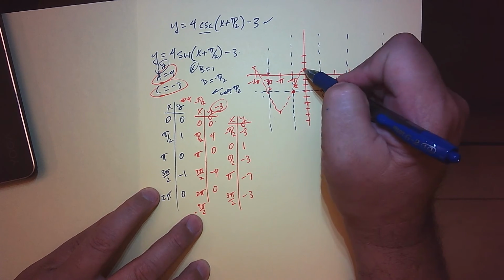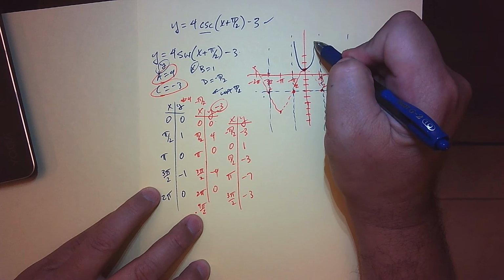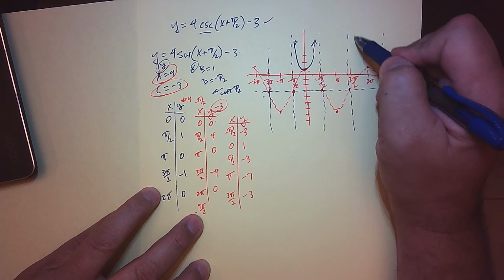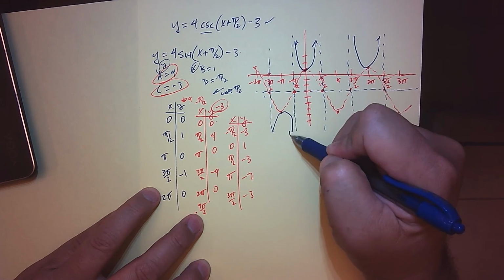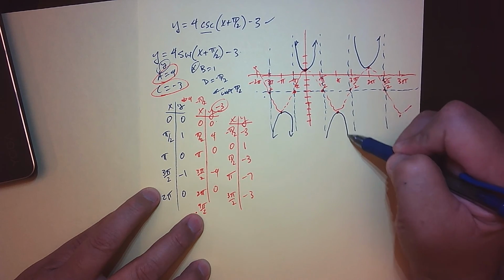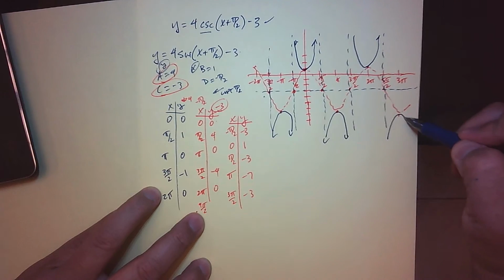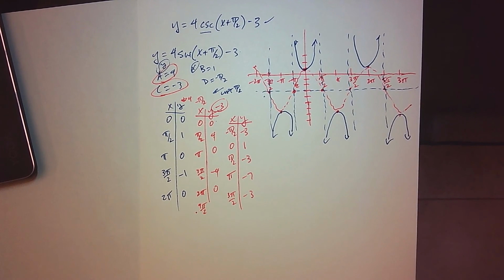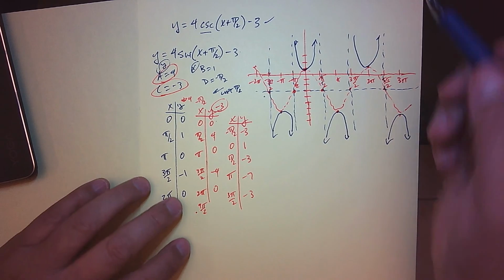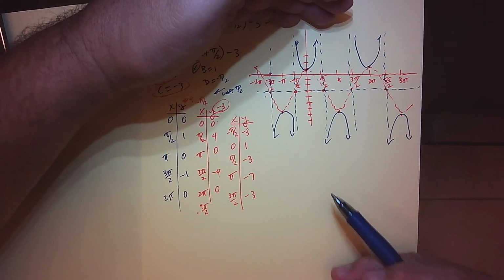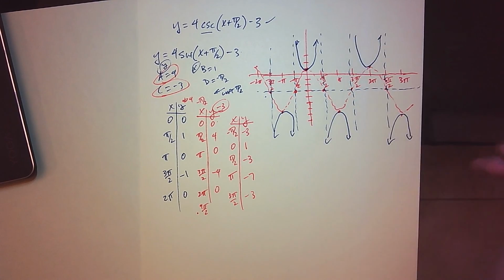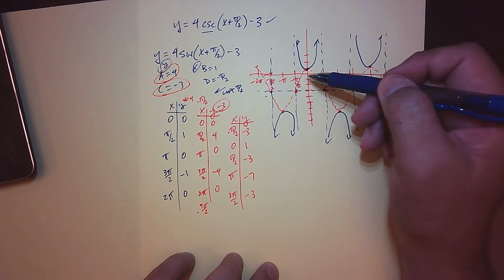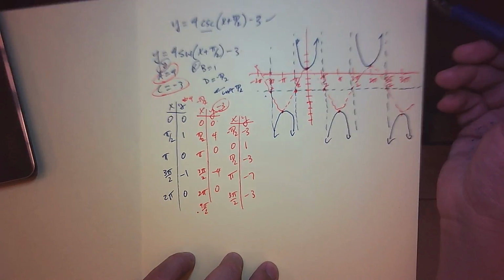Wherever we're at a high point for sine, we're at a low point for cosecant. And wherever we're at a low point for sine, we are at a high point for cosecant. And so there is basically your graph for that crazy cosecant graph. So it's been stretched and shifted over, negative pi over 2 units, shifted over that way. And there you have it.